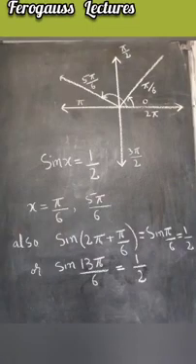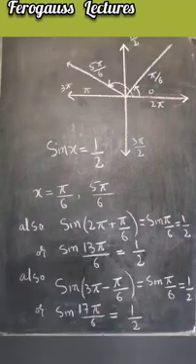Now also we know that sine of 2 pi plus theta is equal to sine of theta. Therefore, sine 2 pi plus pi by 6 is equal to sine of pi by 6, that is equal to 1 by 2. 2 pi plus pi by 6 is equal to 13 pi by 6. Therefore, sine of 13 pi by 6 is equal to 1 by 2.